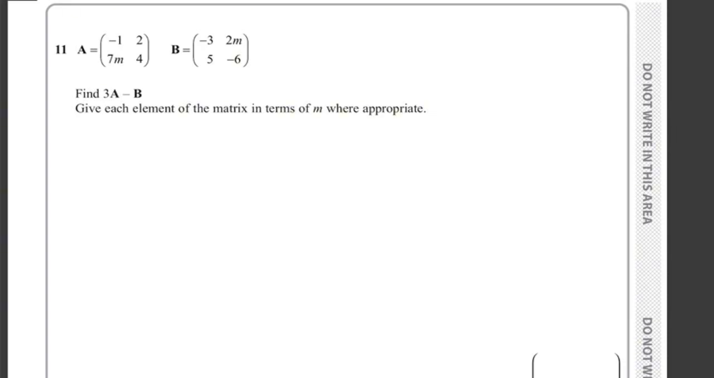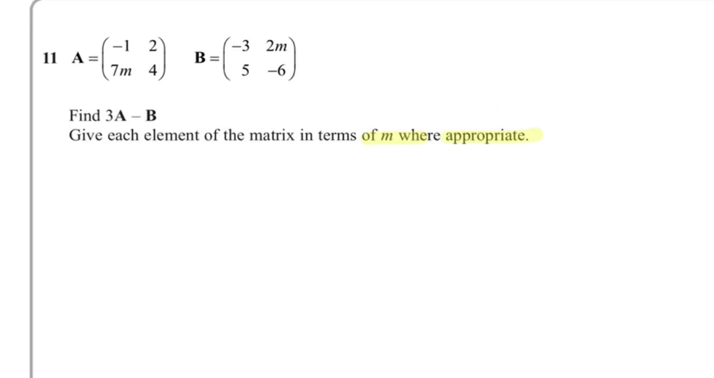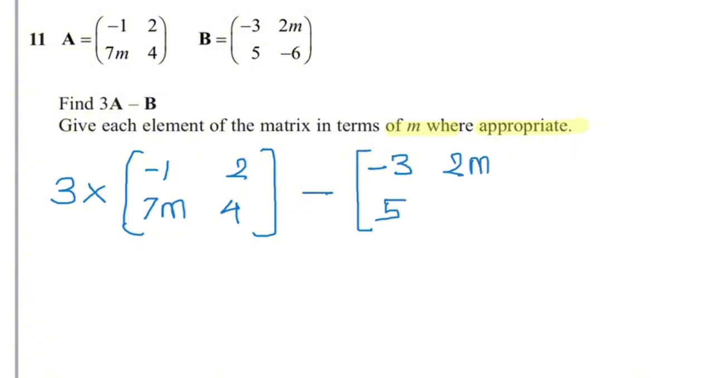The next question says, find 3a minus b. Okay, so it's a matrix question. They also said if each element of the matrix in terms of m were appropriate. So okay, we're going to get few equations, I guess. 3 times a, which means 3, let's write the matrix of a. This is minus 1, 7m, 2, 4. Okay, minus b, 3, 2m, 5, minus 6.